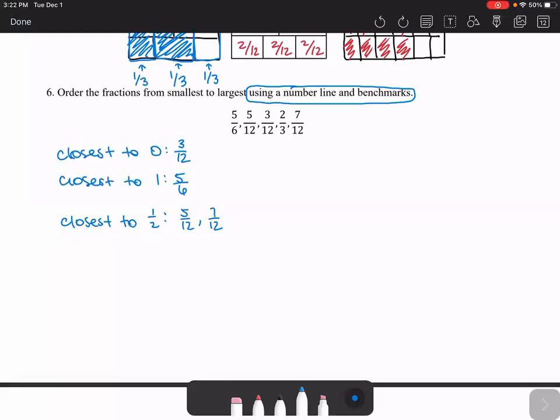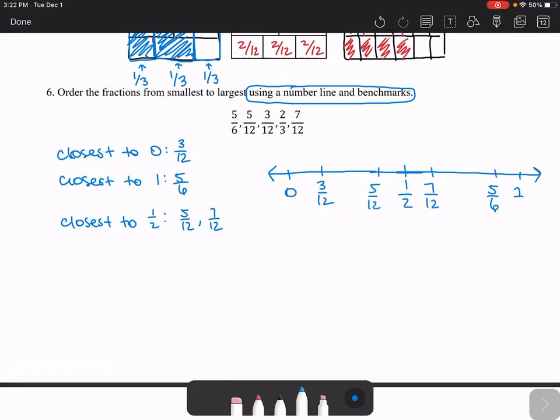So let's go ahead and place them on a number line. So we have 0, 1/2, and 1. I should probably put the 1/2 in the middle. So closest to 0 is going to be 3/12. Closest to 1 is going to be 5/6, and then around 1/2 is going to be 5/12 and 7/12. So by using these benchmarks, we've already placed 4 of the fractions: 5/6, 5/12, 3/12, and 7/12.